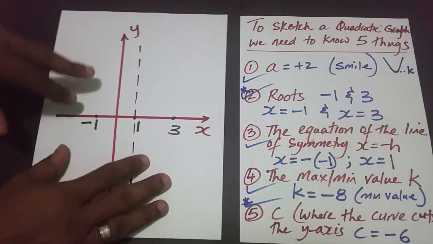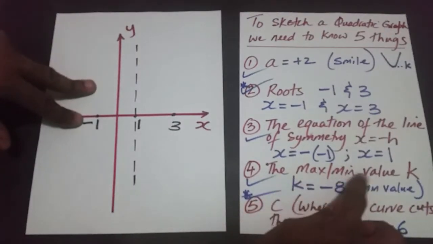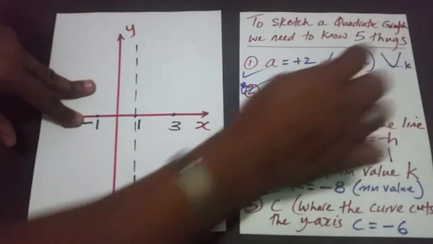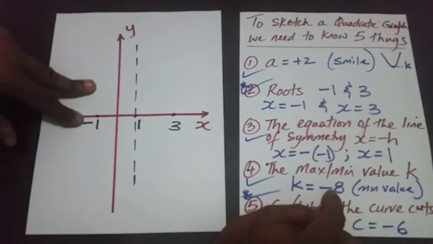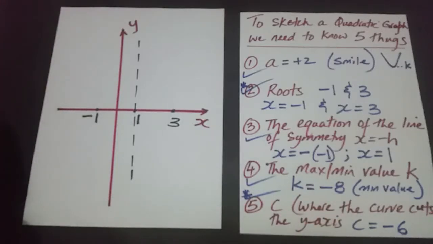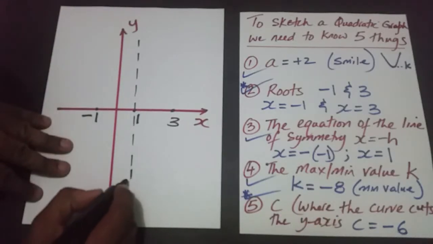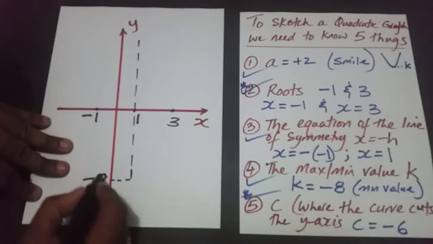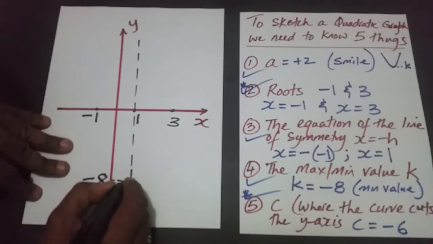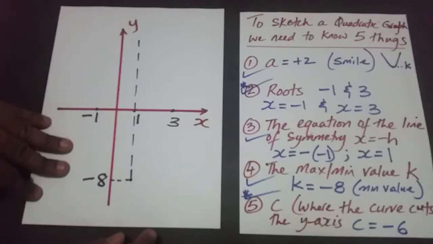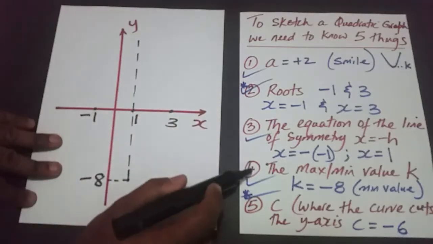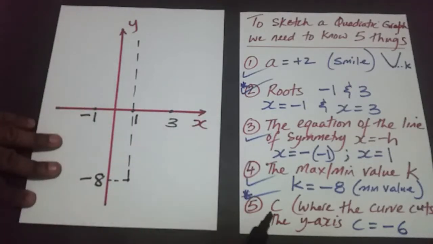So 1, 2, 3 things are out of the way. The next thing is the minimum point. It's a minimum point because we have a smile, and the lowest point is k. That's why it's a minimum point, and that point is -8. Let me put it here. Of course, it's a negative value, so -8 is somewhere down there, and this would be the lowest point of the curve. I now have 1, 2, 3, 4, and naturally as I draw the curve, c is going to come naturally.